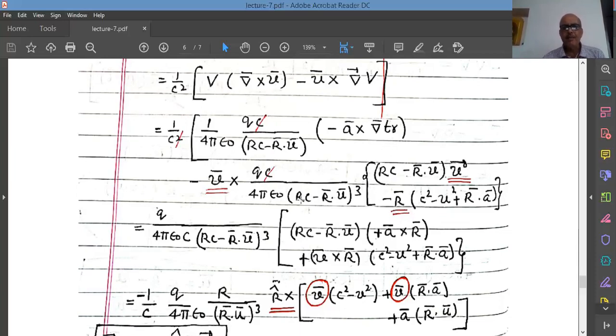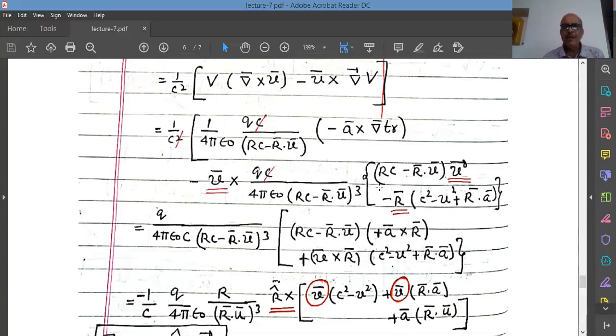Since I am taking this (Rc minus R dot v) whole cube common, 1 over (Rc minus R dot v) will come from here, and 1 over (Rc minus R dot v) is here, so it becomes a square. Since I am taking it out, that is the cube. So (Rc minus R dot v) will appear with this. It is minus V cross R. This is minus V cross R. That is the value of V cross gradient of t_r. So gradient of t_r is R, so it becomes V cross R.